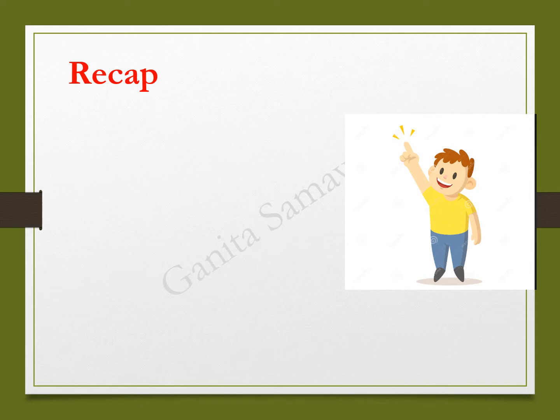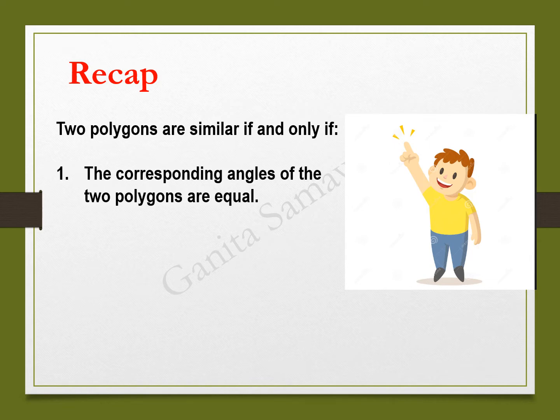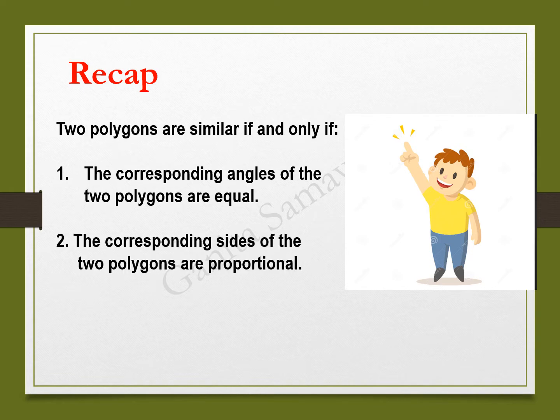Children, in the last video, we understood an important concept about two polygons to be similar, with two very important conditions. Let us quickly recap that. Two polygons are similar if and only if the corresponding angles of the two polygons are equal and the corresponding sides of the two polygons are proportional. This was the concept that we had understood.